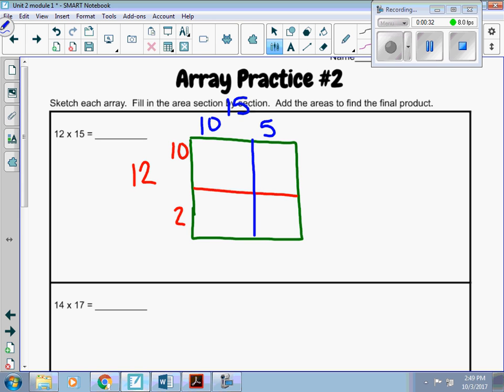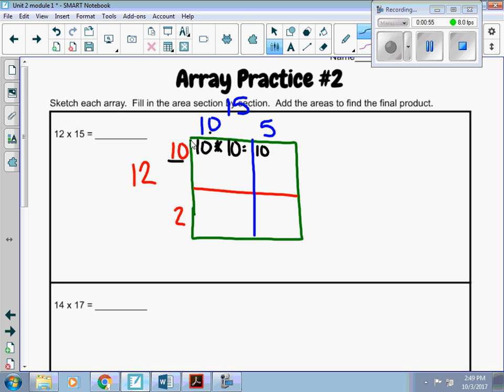Now, if you flipped the numbers and had 12 on top and 15 on the side, that's okay, because it doesn't matter which order we multiply in, we'll get the same answer. Now, to fill in the boxes, I'm going to start with this top row, which has 10. So both of these are going to have 10. And then they're being multiplied with what's on top of the column. So this first box has a 10 on top.